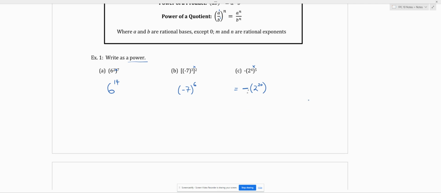Okay, and this is perfectly fine. You could also write it as negative in front with 2 to the 20. I'd accept both answers.